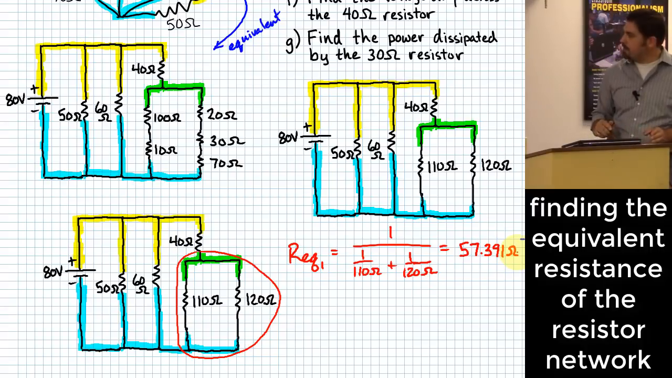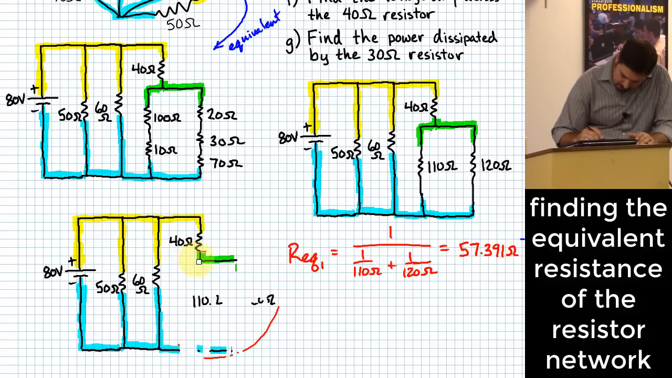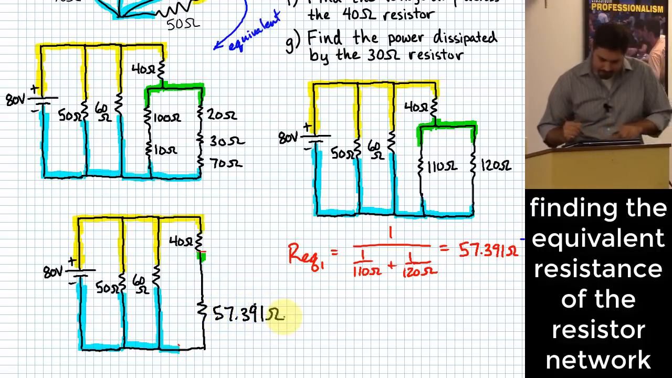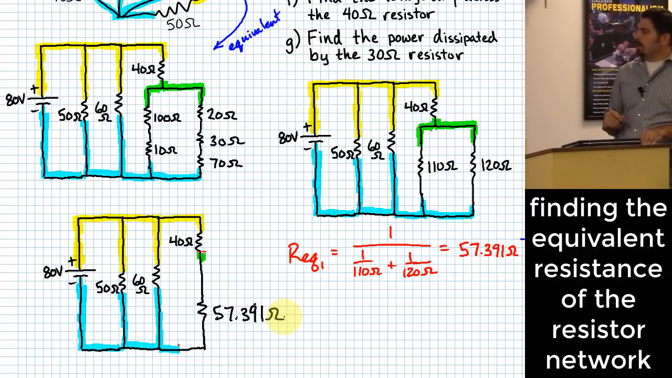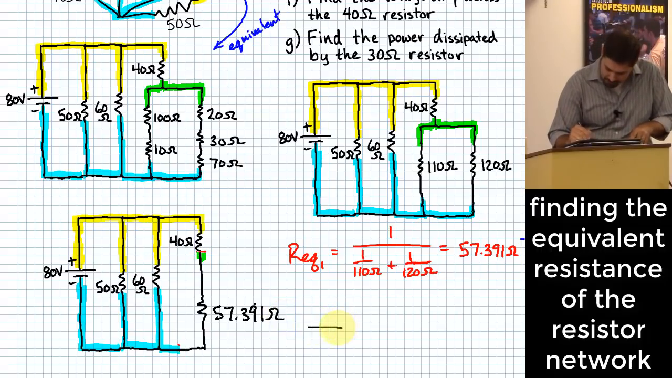So how do I replace everything that's in the red there with that? Okay, I get rid of all this, and I replace it now with just one resistor that goes down through there that has a value of 57.391 ohms. Okay, so what's the next step then? I'll just redraw it now.